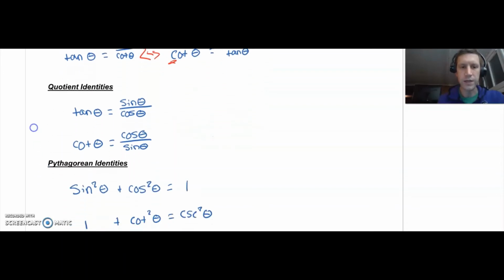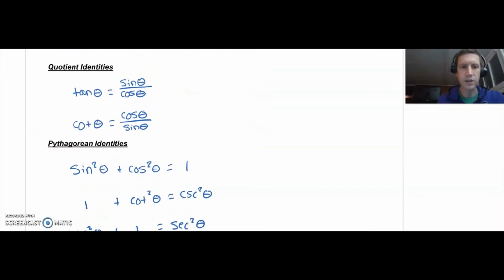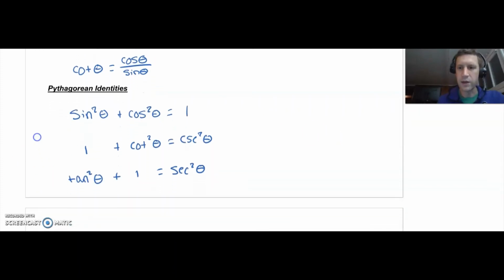Quotient identities, quotient meaning division, right? So tangent is equal to sine over cosine, or sine divided by cosine. Cotangent is the reciprocal of that. It's cosine divided by sine. And then feel free to write these Pythagorean identities down. I don't know that we use these a ton in this chapter, but we will once we get to chapter 5 a lot. And we'll show you how to remember those, and how after knowing the first one, we can derive the second and third one. So please get those written down, and then unpause when you're ready.